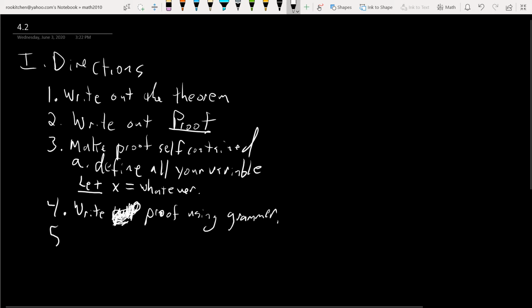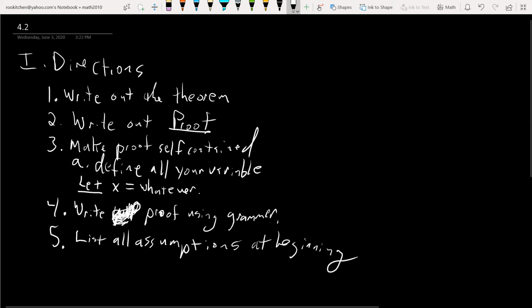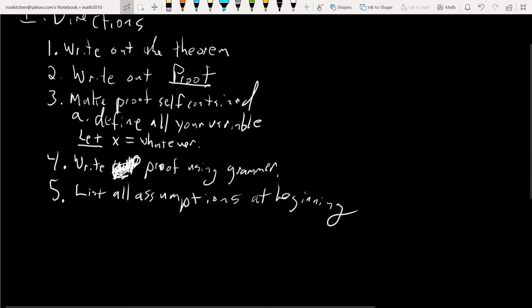Step five, make sure you're listing all of your assumptions at the beginning. Okay, and proofs, in my opinion, there's a lot of work to be done with proofs. For some people, it's more of an art, but I think it's something that's programmable. I think it's something that you can have well defined, and you always have to do this, this, this, and this. So you can improve upon the theorems that you see your professors do. You can make them better.